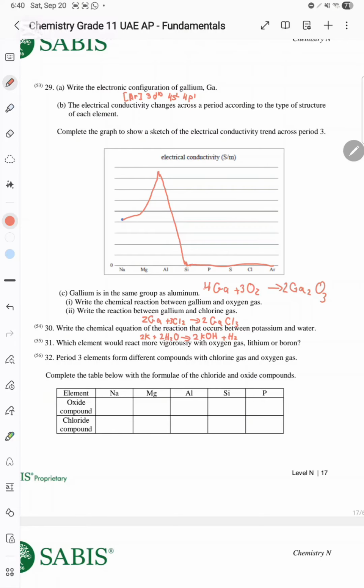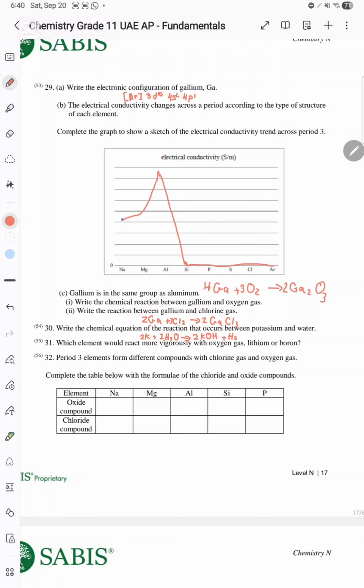And now, which of the elements would react more vigorously with oxygen gas, lithium or boron? Lithium is going to react more vigorously because lithium has a smaller ionization energy, so it's more ready to react. And anytime you see group 1 elements, they are very, very highly reactive, they will react with anything much faster or more vigorously.